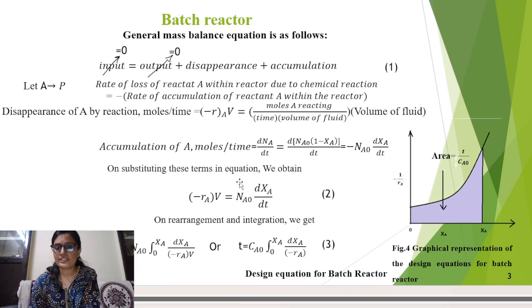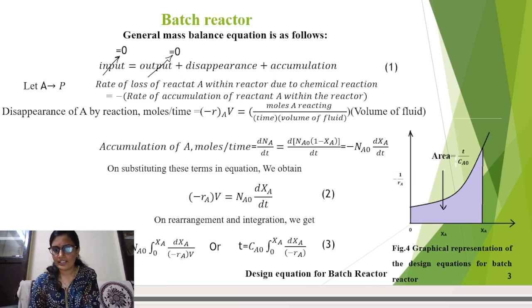On substituting these in equation 1, we have the disappearance and accumulation terms substituted in equation 1, and we get minus Ra into capital V is equal to n naught dXa over dt, equation number 2. Now on rearrangement and after integration of equation 2, we get t is equal to n naught integration from 0 to Xa dXa over minus Ra into V.